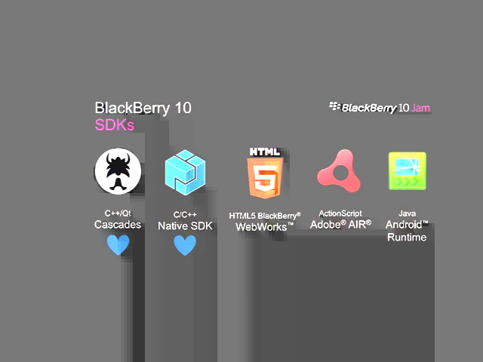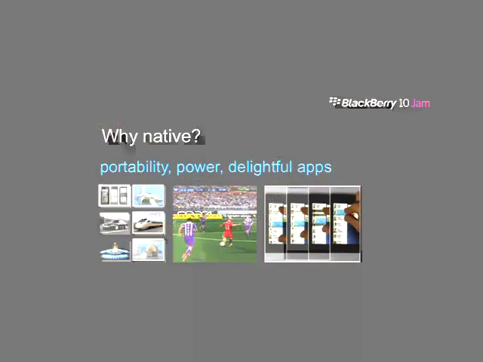So obviously, we have other choices of platforms on BlackBerry 10. We have the HTML platform, we have Adobe Air, and we have the Android runtime as well. So in order to get the best performance out of the platform, usually the native applications excel at that. So this is where Appcelerator really fits in. And so why native? Obviously, we want the portability between apps. We want the power of applications, and we want to have delightful applications.